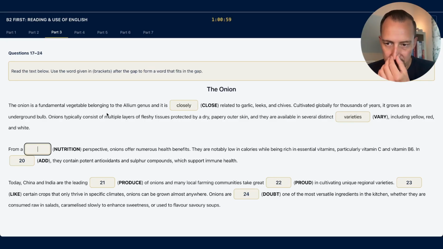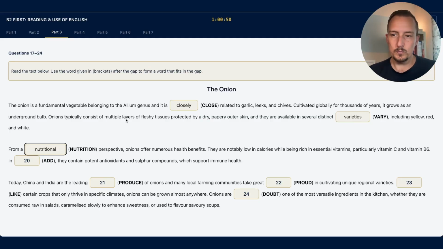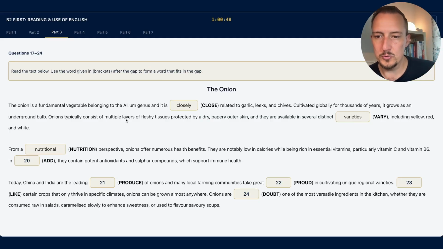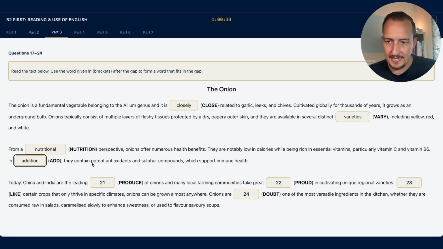Okay, from a nutrition perspective, so it's the adjective. Nutritious? Nope, it's not nutritious, it is nutritional. So adding AL to the end of nutrition. Perspective, onions have numerous health benefits. They're notably low in calories while being rich in essential vitamins, particularly vitamin C and vitamin B6. In addition, so basically they contain, yeah, that's right. So in addition, because we're giving extra information after, we've got the word add. So a word that means also, because we're giving extra information, is in addition. So addition is the correct answer.